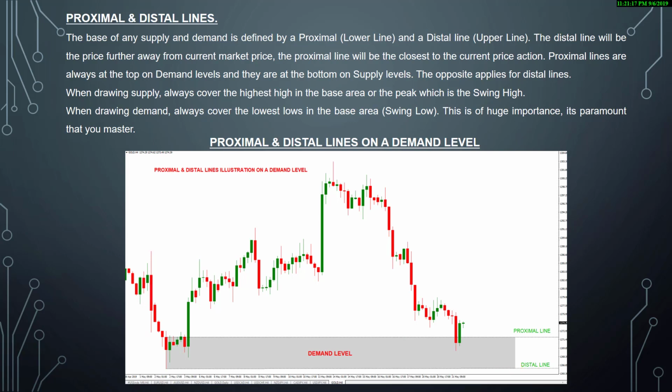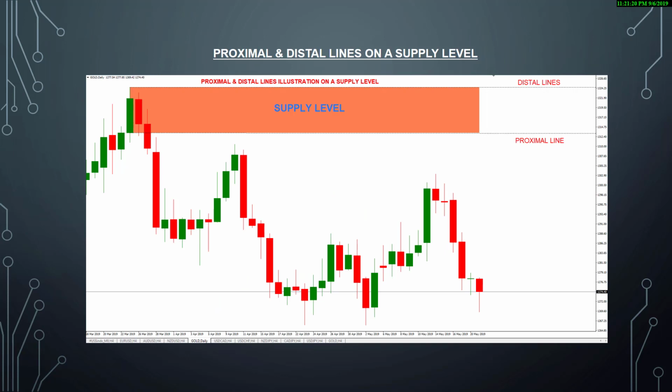Now let's see on a supply level what that looks like. So we've got price swing high. It formed a swing high here, right? Price formed a swing high, then rallied away from. So you can clearly see that this is a strong area of supply, right? And it's a fresh supply zone. So now the opposite applies. The lower line on a supply level, that's your proximal line, and the upper line, that's your distal line.